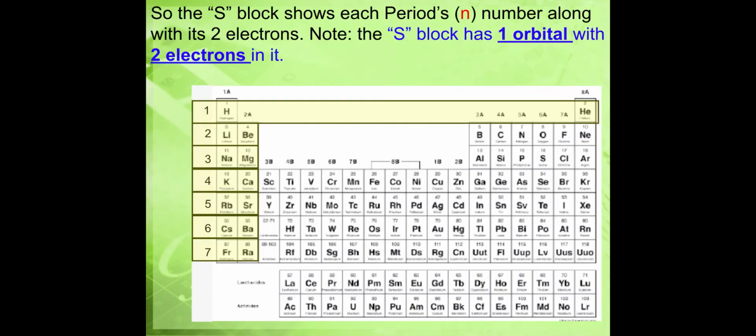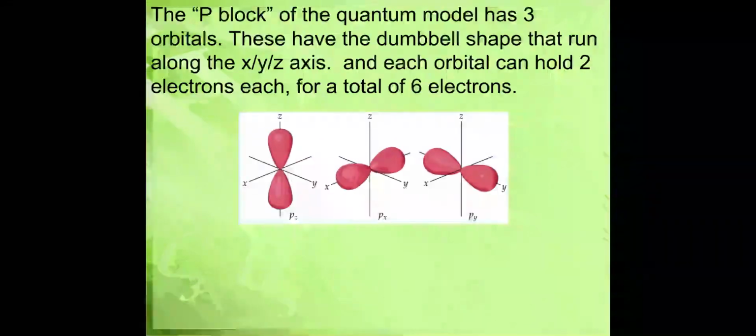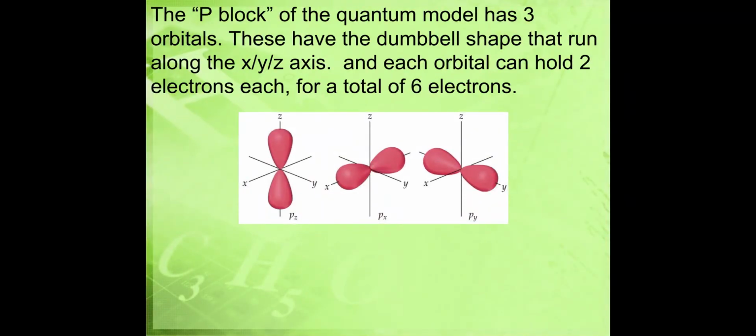Now, the p block of the quantum model has three different types of orbitals. So three different types of orbitals give you how many electrons? Remember I told you that an orbital only takes 2 electrons. So if the p block has three different types of orbitals, you just have to multiply that number by 2, because an orbital takes 2 electrons. And so the p block can hold a maximum of 6 electrons.